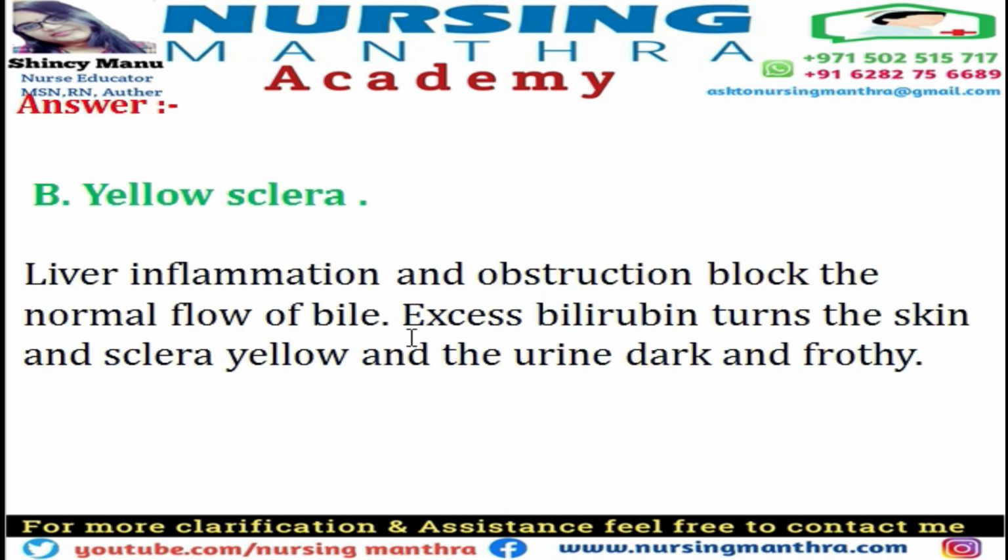The answer is yellow sclera, B. Liver inflammation and obstruction block the normal flow of the bile. So due to the inflammation of the liver and the obstruction in the liver, it will block the flow of the bile. So what will happen? This excess bilirubin turns the skin and sclera yellow, and the urine will become dark and frothy. Okay, frothy dark urine will be there. Then the sclera will be yellowish. These are the symptoms for the icteric phase.